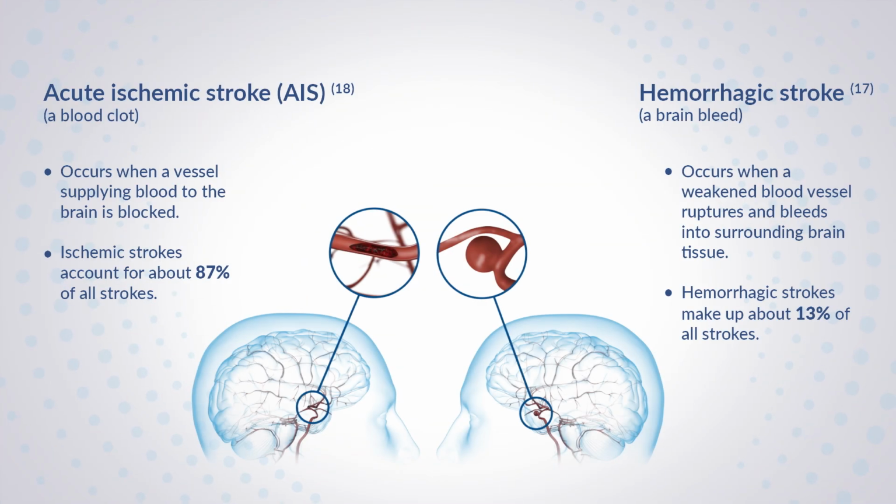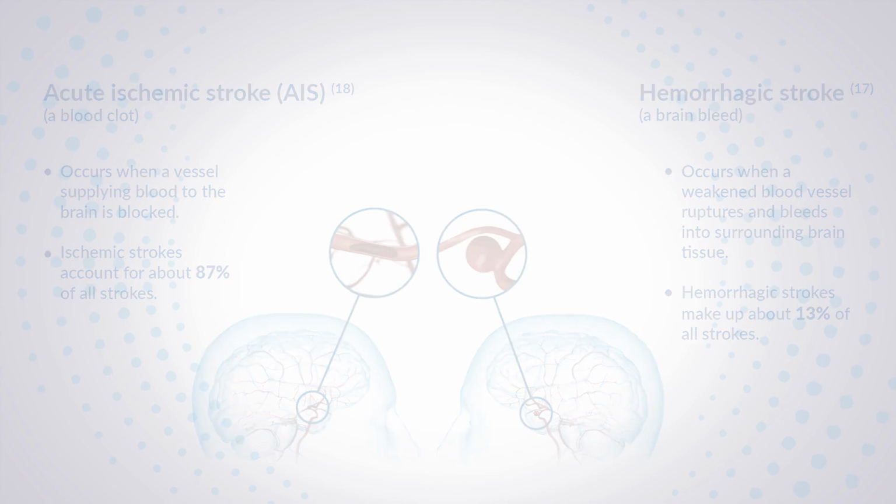There are two types of strokes a patient can have: hemorrhagic or acute ischemic. Hemorrhagic stroke, sometimes referred to as a spontaneous brain bleed, occurs when a weakened blood vessel ruptures and bleeds into the surrounding brain tissue or subarachnoid space. Hemorrhagic strokes make up about 13% of all strokes. Acute ischemic stroke occurs when a vessel supplying blood to the brain is blocked. Ischemic strokes account for about 87% of all strokes.